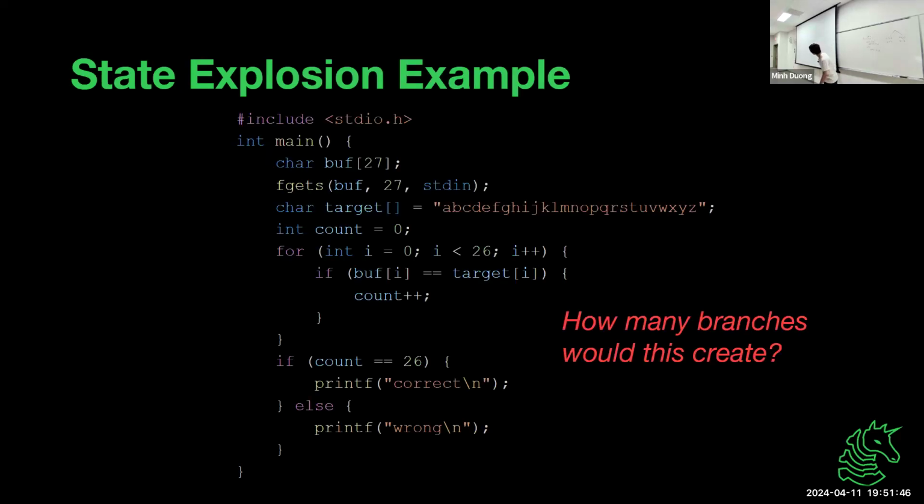So this is an example. I've written this in a very specific way. I could have written this differently, which would not have the state explosion problem. But the way I've written this, you can plug this into Angr. It's going to take a very long time and take up all of your memory. So can anyone tell me why this would cause state explosion?